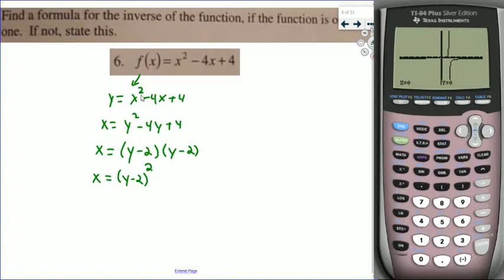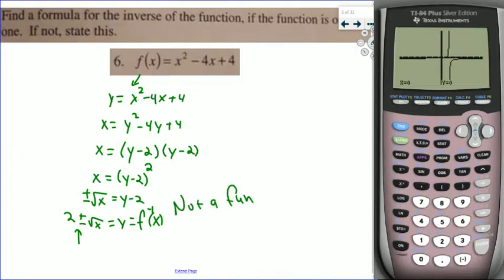So to unsquare this thing, we take the square root of x. But when we take the square root of both sides, we have to take positive or negative the square root of x equals y minus 2. Then we add 2 to both sides, and we get 2 plus or minus the square root of x equals y. And because of this plus or minus here, our inverse, f inverse of x, is not a function.